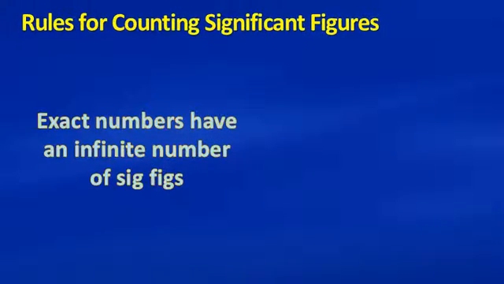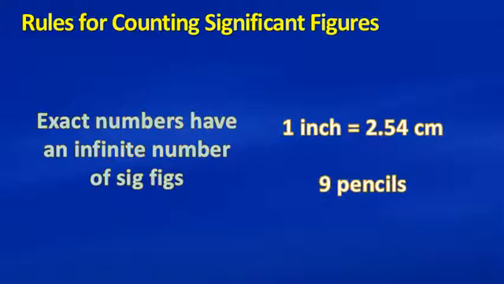Now, counting sig figs. Exact numbers, well, you know what? We don't care, basically, is what all that means. These are exact numbers. 1 inch equals 2.54 centimeters. We don't use this. It's like a definition, and it doesn't go. The only thing that we use for sig figs is numbers we would have gathered by measurement. A number you look up is not going to be counted for sig figs. A number you count, well, 9 pencils, there's no ambiguity there. You can count, hopefully, the correct number of pencils.